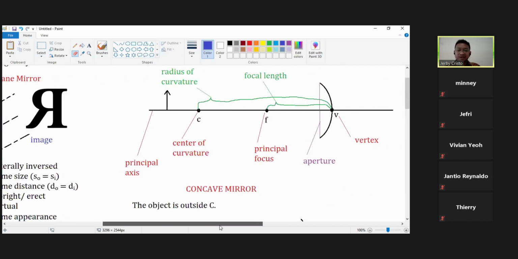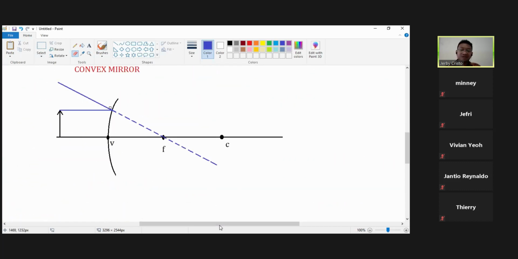So let's go back here. That's your first light ray. This is the incident ray, this is the reflected ray. Now how about the second set? For the second set, you also start at the head of the object, and then you project that line, but not crossing the focus. This time it will be crossing the center of curvature. So that's the second.